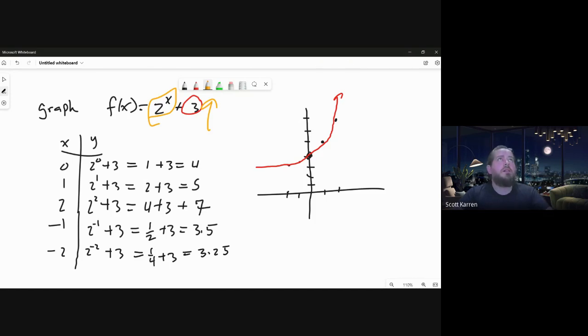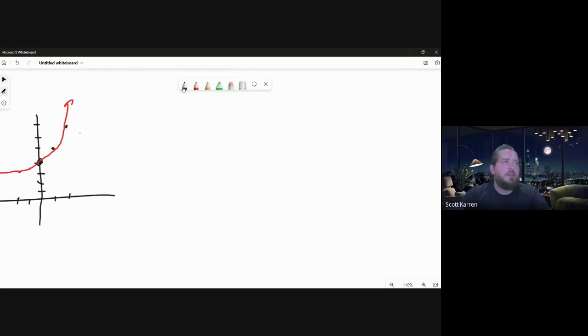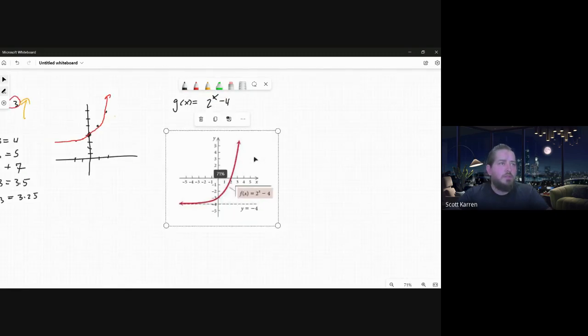And so if I want to take a look at something like, let's say, g of x equals 2 to the x minus 4, I don't have to go through my x and y charts, right? All I know is that this is going to be 2 to the x, which I should have a general idea of what that looks like. And then I just shift it down by 4. And so without going through my XY charts, I should end up with something that looks like this.